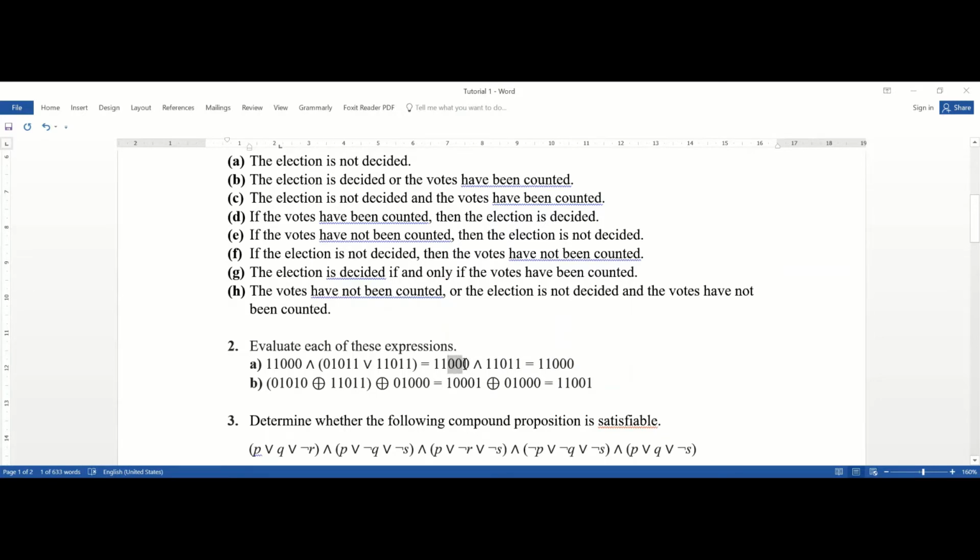Why? ANDing a 0 with anything is a 0. 0 and 0 is 0, 0 and 1 is 0. So when you have zeros, just immediately list them down.